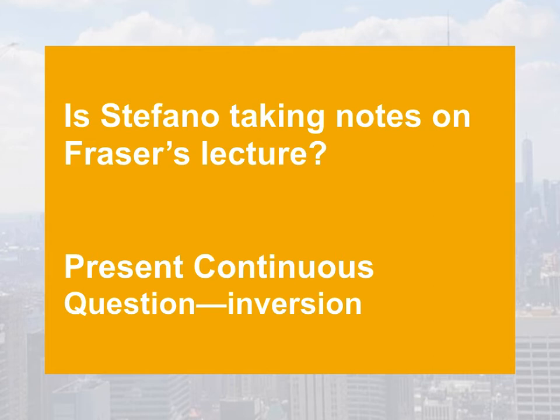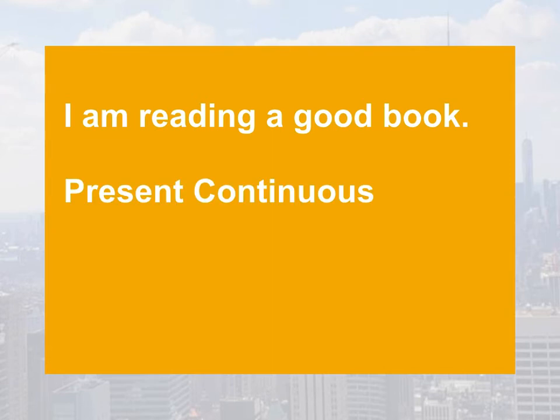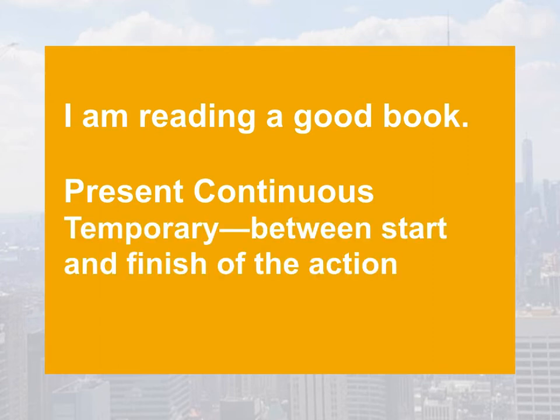Let's look at another sentence. I'm reading a good book. What verb tense is this? It's also present continuous. But is this the same situation where I'm talking about an action in this present moment? After all, I am teaching you English right now. But we use present continuous to talk about something which is temporary. It has a beginning and an end, and the moment being referred to is between the start and the finish of the action.